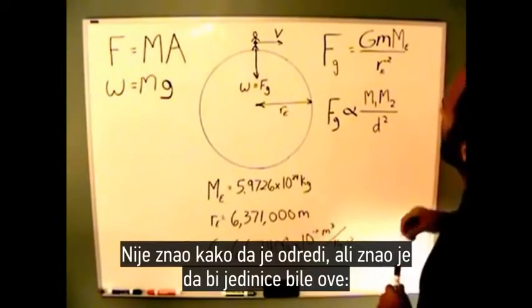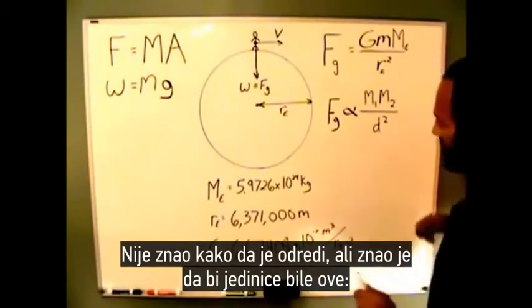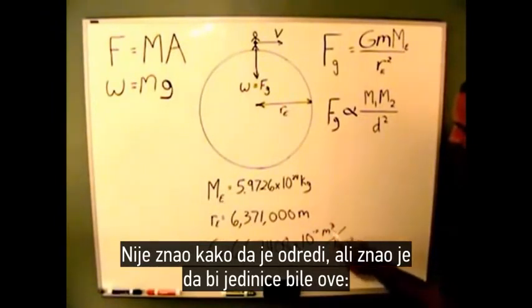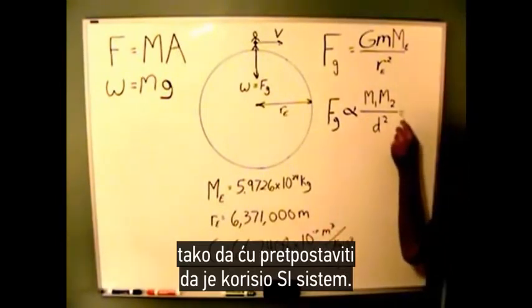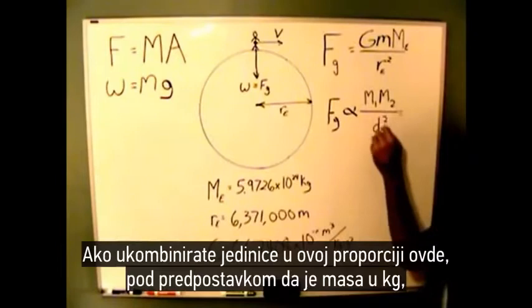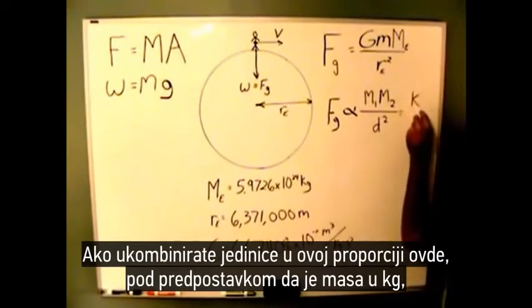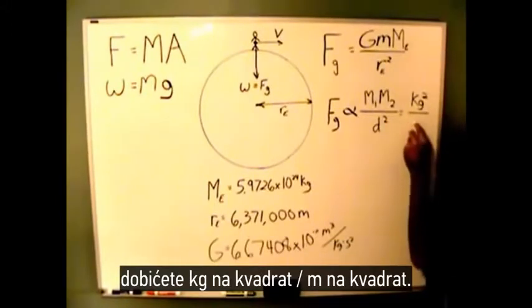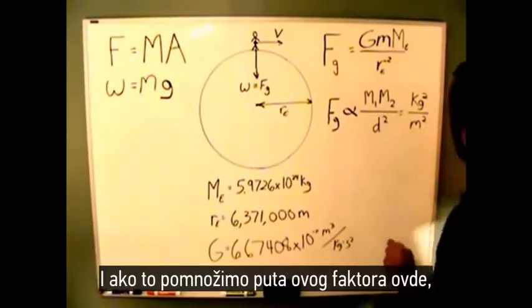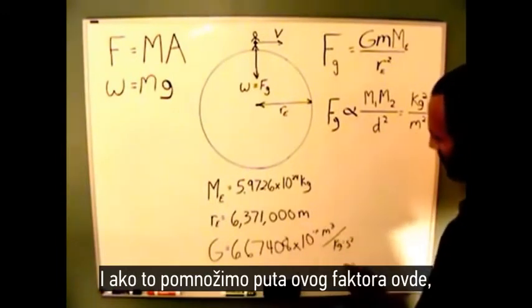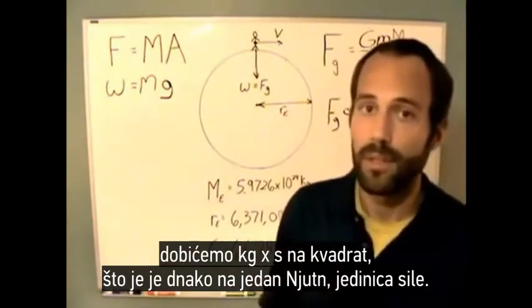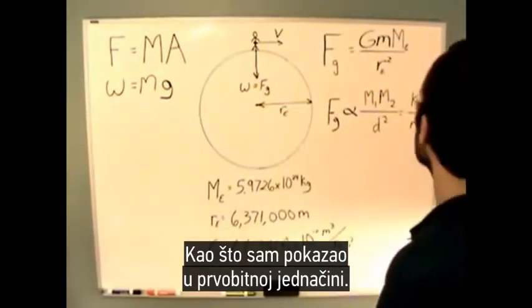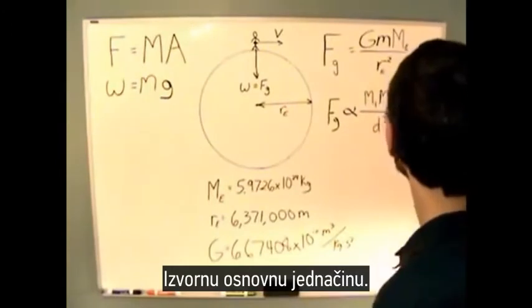And he didn't know how to determine that, but he did know that the units would be what we have right here, meters cubed over kilograms times seconds squared. Now, he might not have been using the metric system then, I haven't actually looked into that, but he would have been using something similar, so I'm just going to assume that he used metric units. Because if you combine the units in this proportion right here, assuming the masses are measured in kilograms, you would get kilograms squared over meters squared. And if you multiply that times this factor down here, you will end up with kilograms times meters per second squared, which is equal to a newton, or a unit of force. Okay? Just like I showed in the original equation, the original bread and butter equation over here.